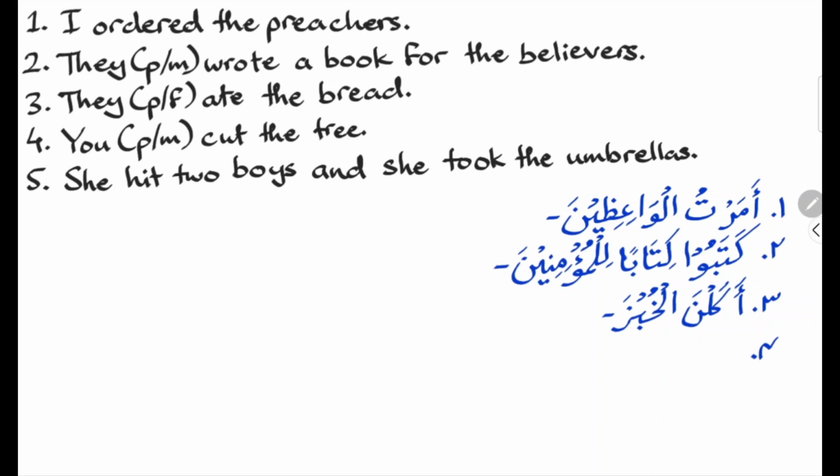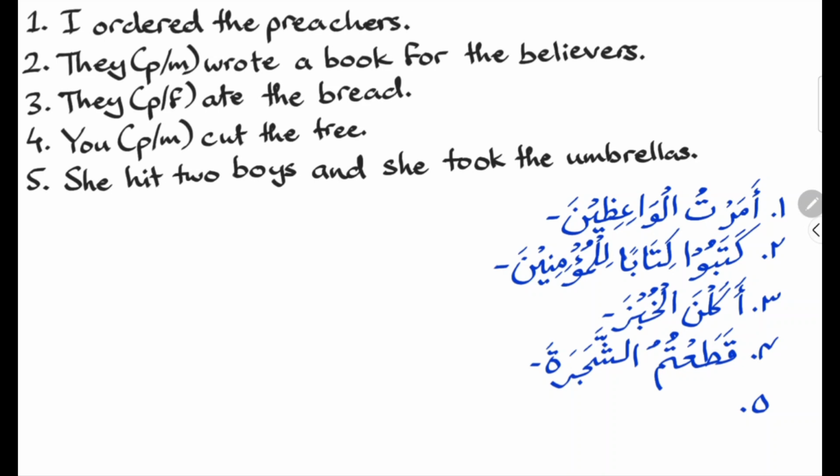The fourth one is you, plural male, cut the tree. Cut in Arabic is qata'a. You, plural male, cut is qata'tum, on the wazn of fa'altum, because it's jama' mudhakkar hadir. So qata'tum. The tree is ash-shajara, and since it's the maf'ul, it is going to get a fatha in the end. Ash-shajarata. Qata'tum ash-shajarata. Number 5.